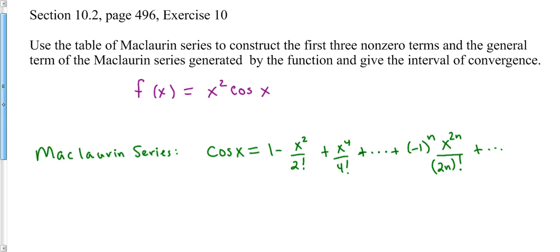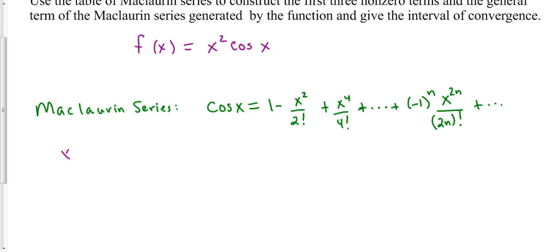So I'm going to give myself a little room here, and I'm going to have x squared times cosine x, and I'm just going to multiply each term in my series by x squared. So I'm going to get x squared minus x to the fourth over 2 factorial plus x to the sixth over 4 factorial. And then, of course, I'm going to have my general term.